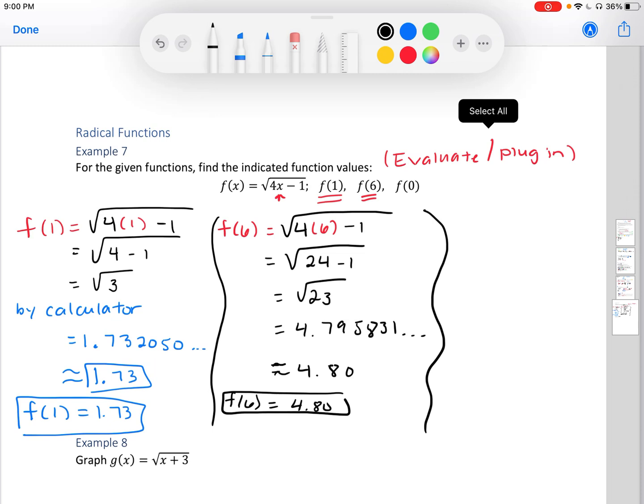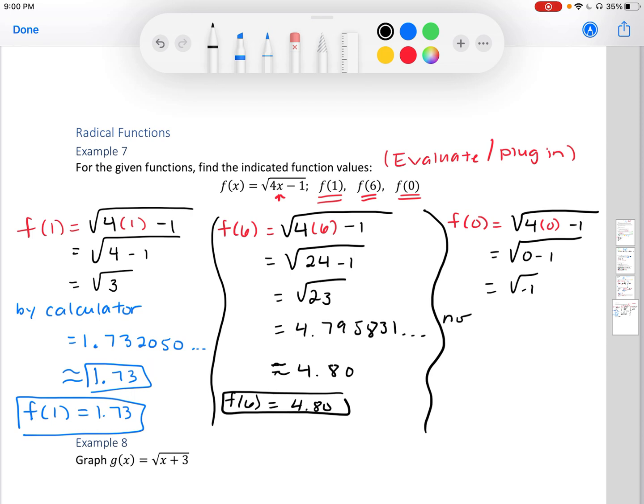Last one, f of 0. So this just means we're going to plug in 0 for x, so that we have the square root of 4 times 0 minus 1. 4 times 0 is 0. 0 minus 1 is negative 1. So for this one, our answer is not a real number, not a real solution. And that's okay for now.